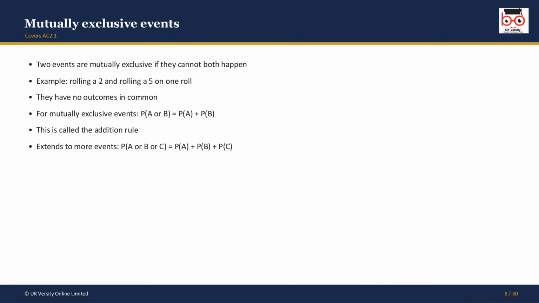Two events are called mutually exclusive when they simply can't both happen at once, like rolling a 2 and rolling a 5 on a single throw. They share no outcomes at all. When events are mutually exclusive, the probability of A or B is just the probability of A plus the probability of B. That's the addition rule, and it extends happily to 3 or more events. You just keep adding the individual probabilities.